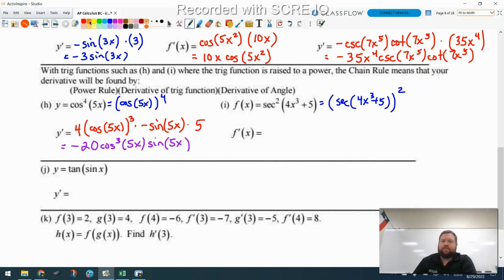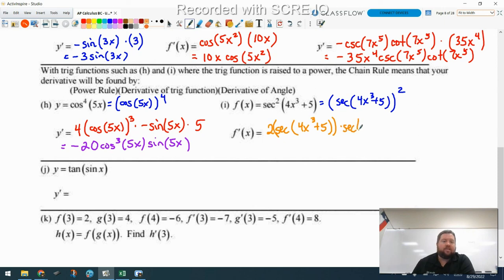All right, let's try this one. Give it a try on your own first if you're feeling brave. Unpause the video, see how you did. All right, so power function first: 2 secant of 4x cubed plus 5, to the 1st power. I can put this in parentheses, but I don't really need to because it's to the 1st power. Then multiply by the derivative of secant, which is the next layer.